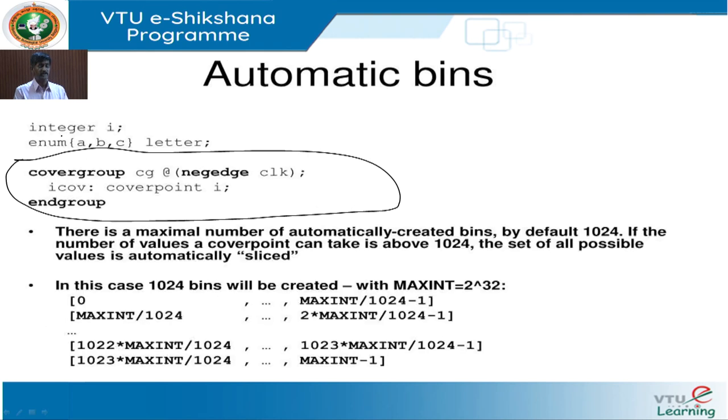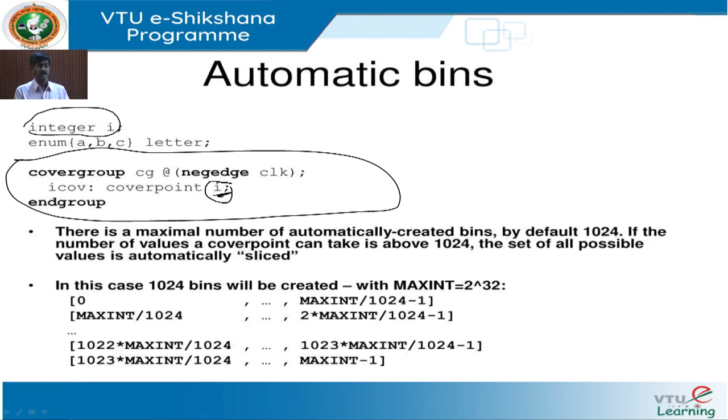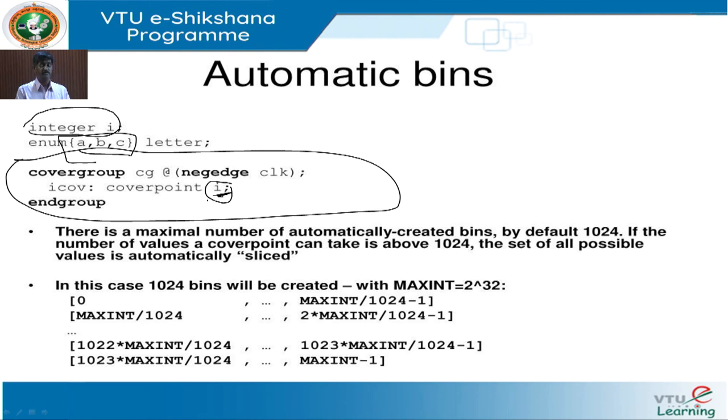If I had not declared it, all my cover points would go with an integer I instead of a bit value, and then all the values that occur on I would be considered for this ABC. It's grouped into this ABC. There is a maximum number of automatically created bins. By default it's 1024, that is an integer maximal value. So if the number of values a cover point can take is above 1024, the set of all possible values is automatically sliced. So there are major things to be considered.